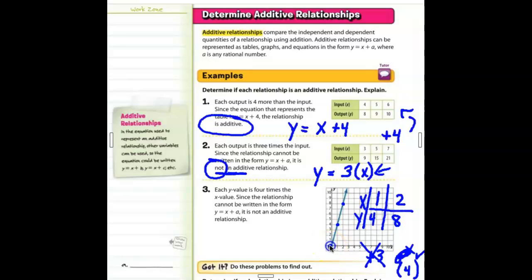The other clue is it goes through the origin. And multiplicative relationships go through the origin. Additive relationships never go through the origin. So that's the other clue. This is not an additive relationship.